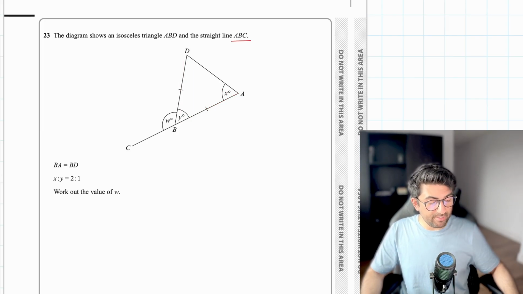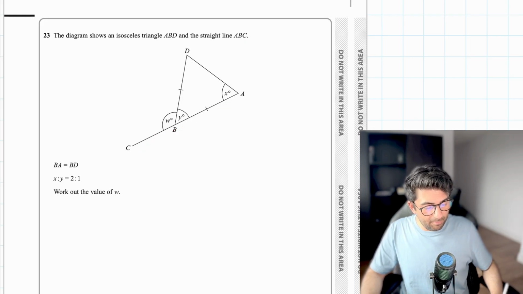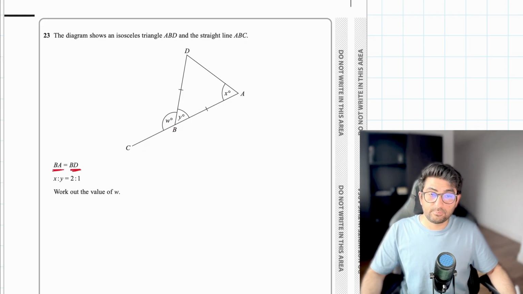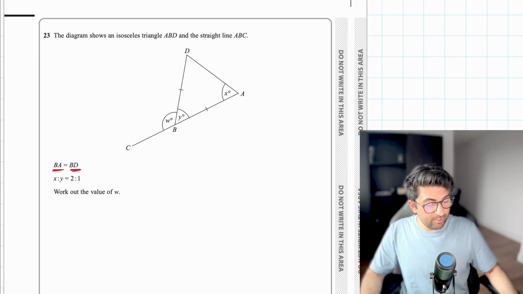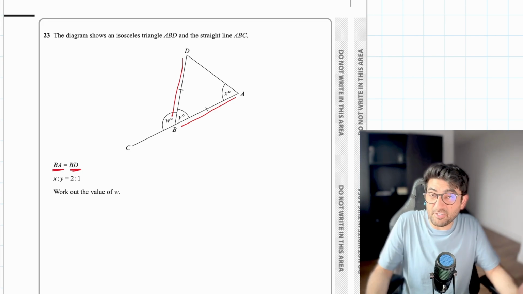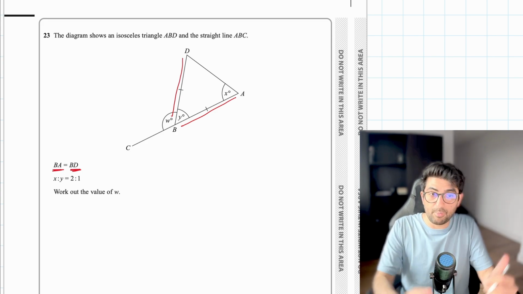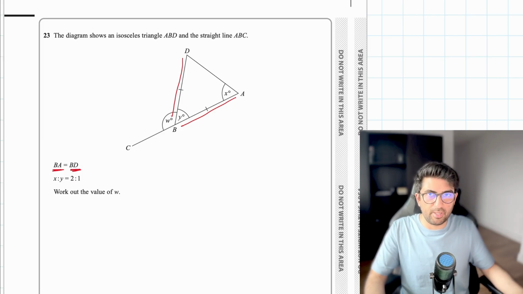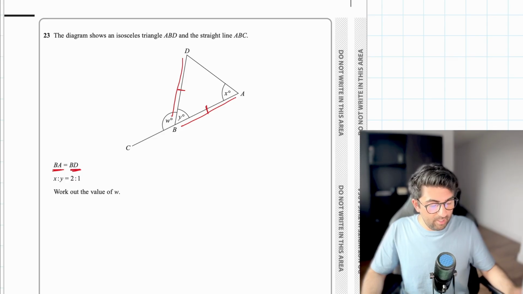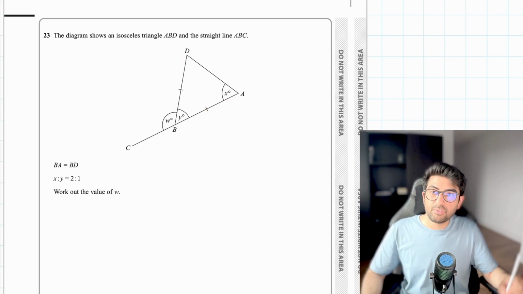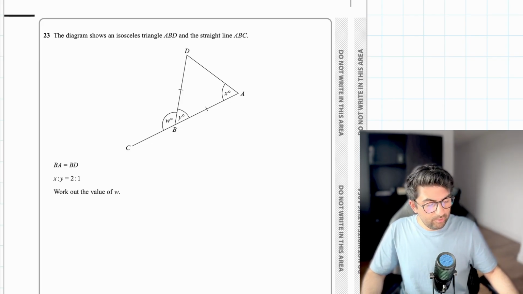ABC is a straight line. Where's that? That's that straight line there. That makes sense. Then it says BA is equal to BD. BA is this line here, and BD is this line here. Again, that makes sense because it's an isosceles triangle. Those 2 sides have to be the same. They've got the little lines on them to tell us that they are the same. So these lines here tell us that those 2 sides are the same. Then it says x to y is 2 to 1. So x to y is 2 to 1.